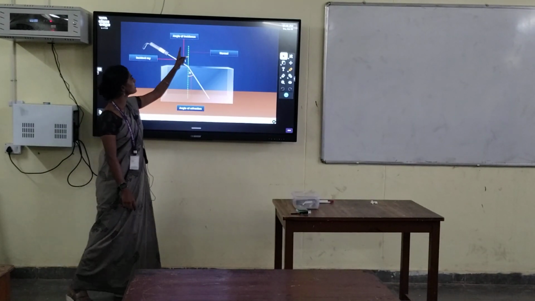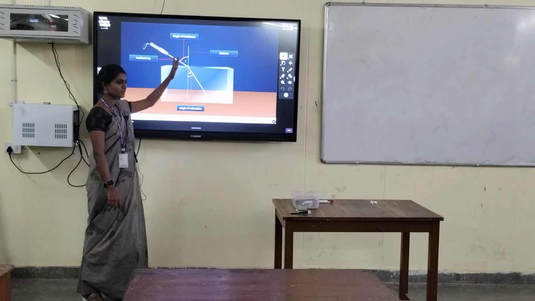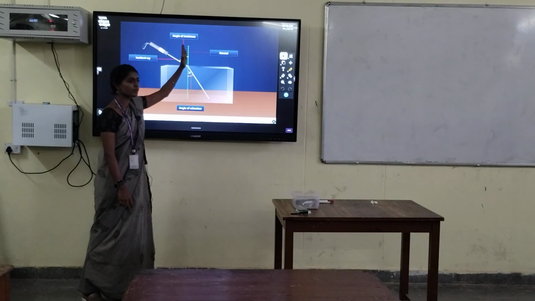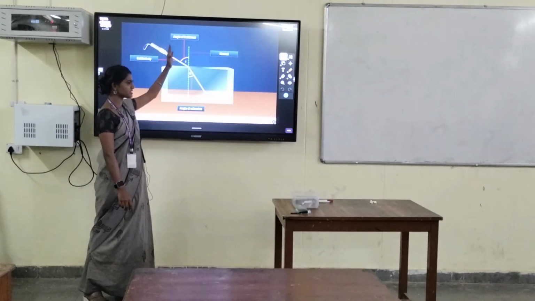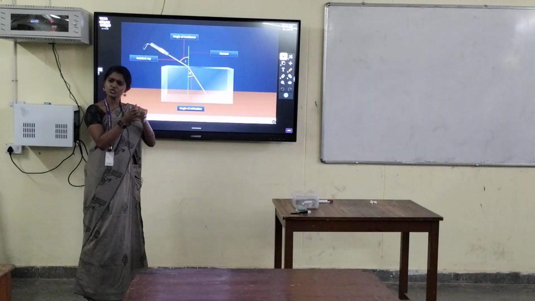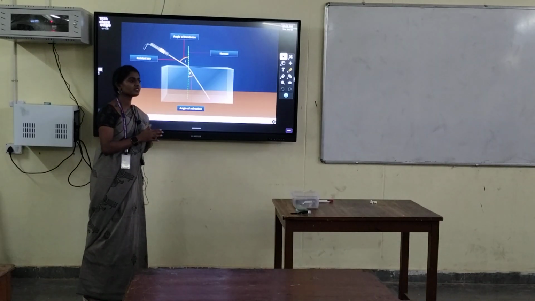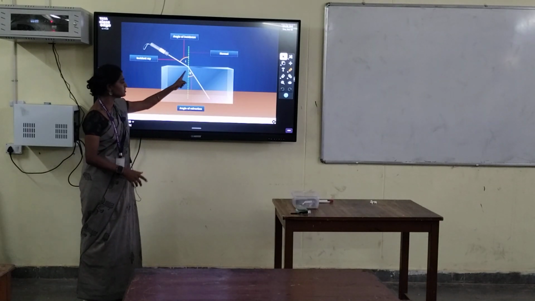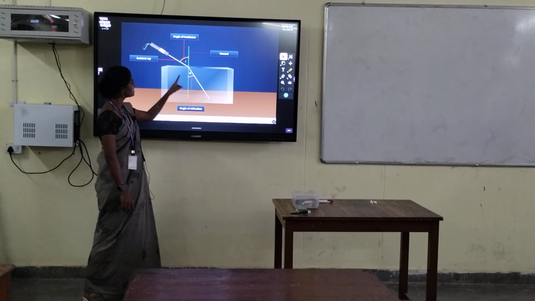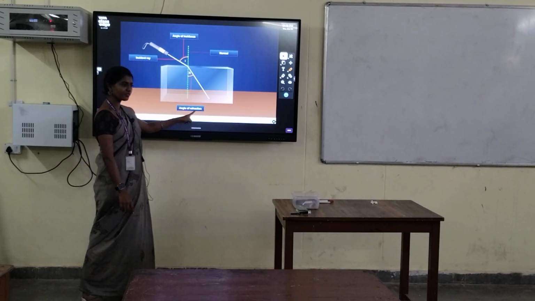What is this green line? Normal. So what is the angle between the incident ray and the normal? Angle of incidence. When light travels from a rarer medium to a denser medium, does it bend towards the normal or away from the normal? Towards the normal. So what is this ray called? Refracted ray. Okay, so this angle here is your angle of refraction.